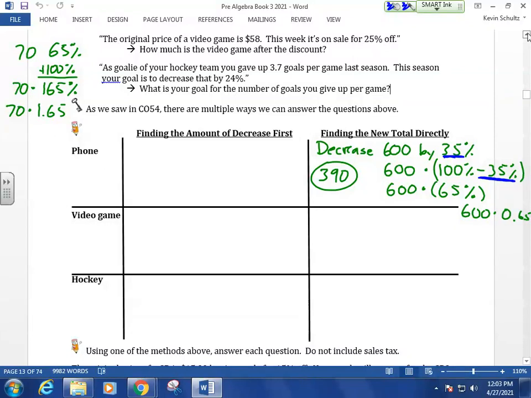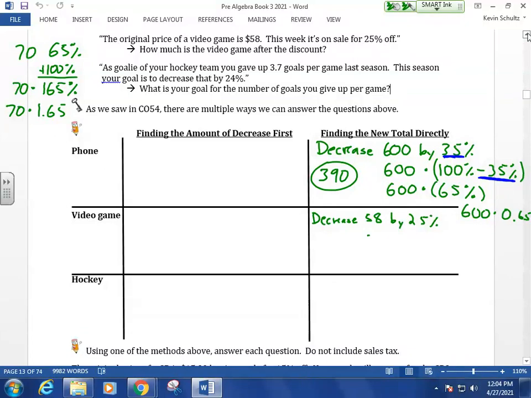Okay? This next one, the video game. Essentially, we want to decrease 58, which is the original price, by 25%. Okay? Now, I'm going to kind of walk through the same logic here, albeit a little bit quicker.